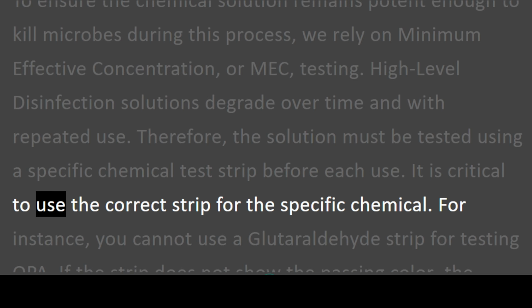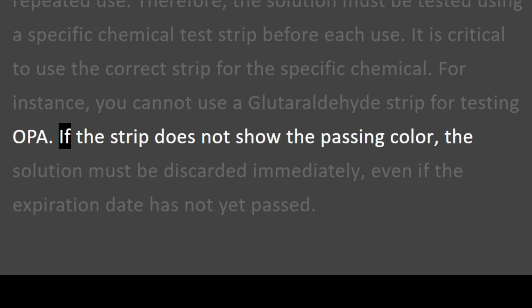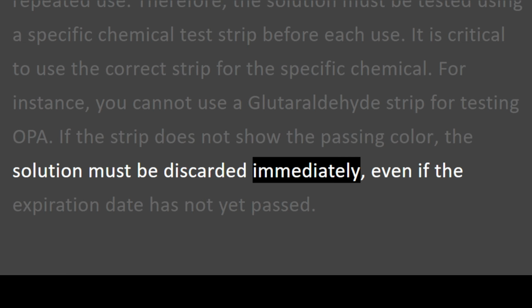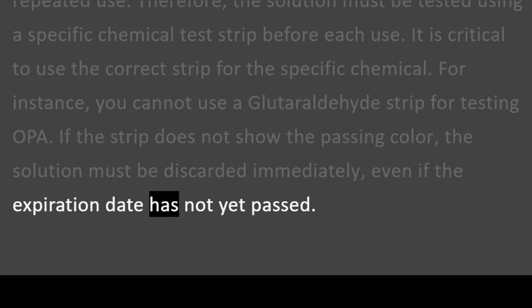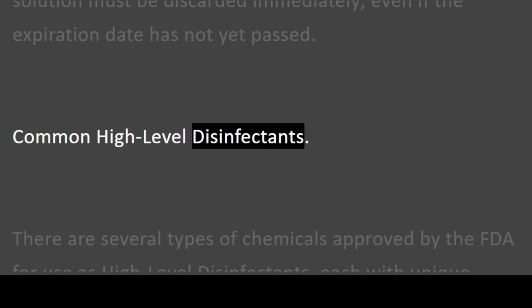It is critical to use the correct strip for the specific chemical. For instance, you cannot use a glutaraldehyde strip for testing OPA. If the strip does not show the passing color, the solution must be discarded immediately, even if the expiration date has not yet passed.